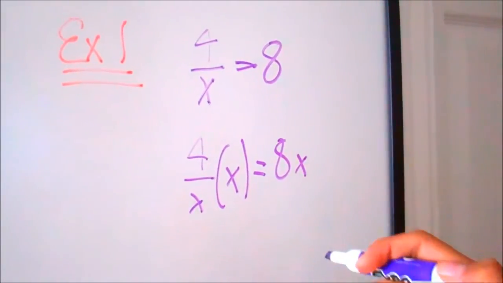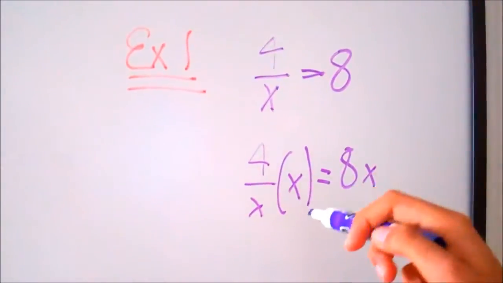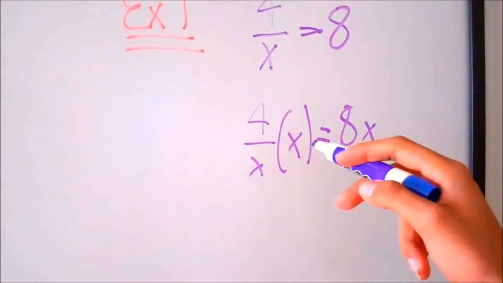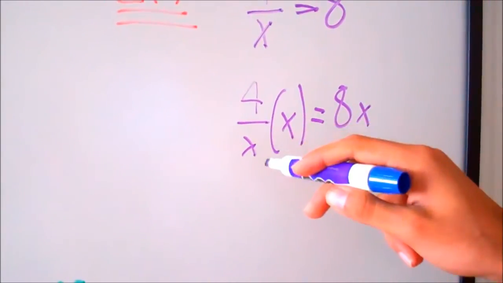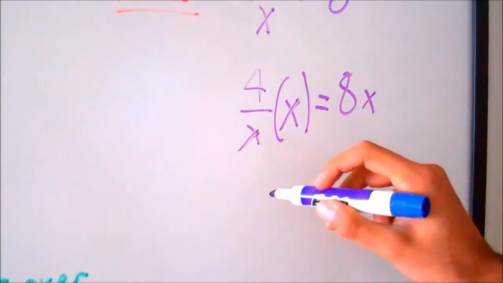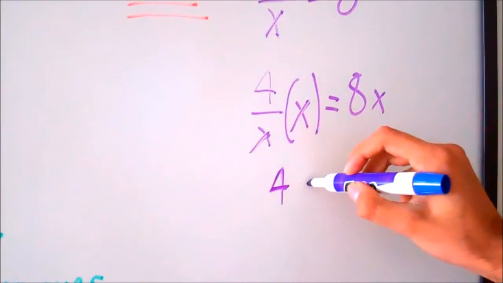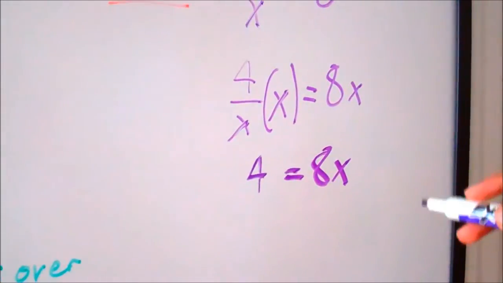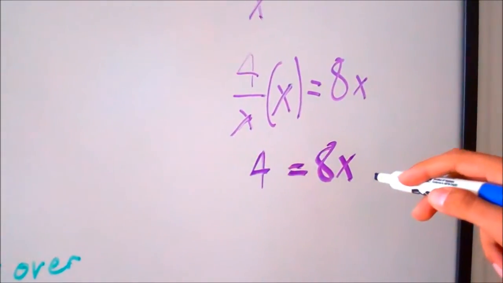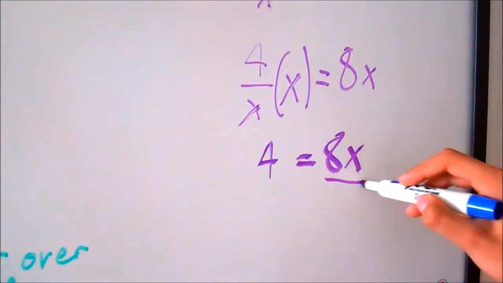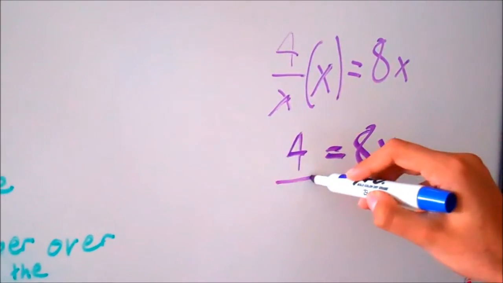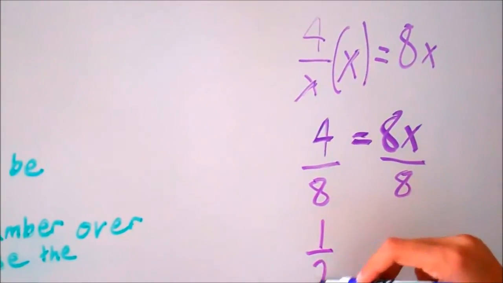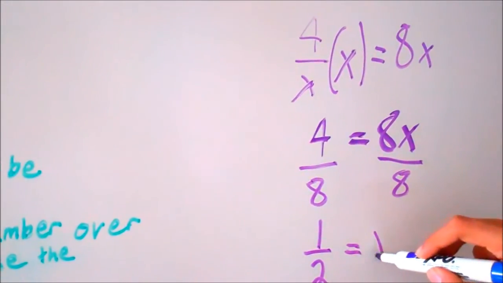Now what I did there was, since I multiplied my left side by the variable x, I had to do the same with the other side. Multiplying x and 4 over x would eliminate the fraction, giving me 4 equals 8x. Now I need to isolate the 8 from the x. In order to do that, I will divide that side by 8 and divide this side by 8. Therefore I get 1 over 2 equals x.